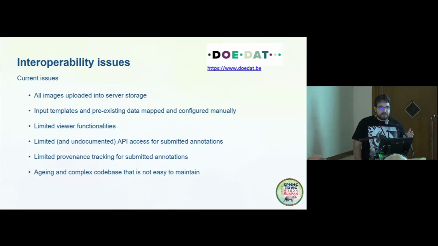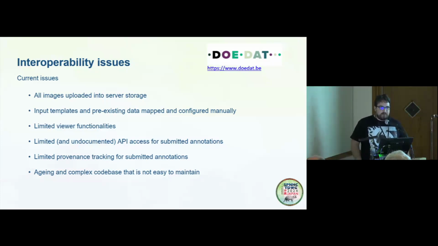The viewer has limited functionalities because it is hard-coded in the platform. It's not a third-party piece of software. There's API access even to the annotations, but it is limited. It doesn't work well at scale, it's currently undocumented, and it doesn't include all the information that you would want. There's some limited provenance tracking for the annotations, but that's also insufficient if we want to go ahead with what was shown in the first presentation of this session by Tom.